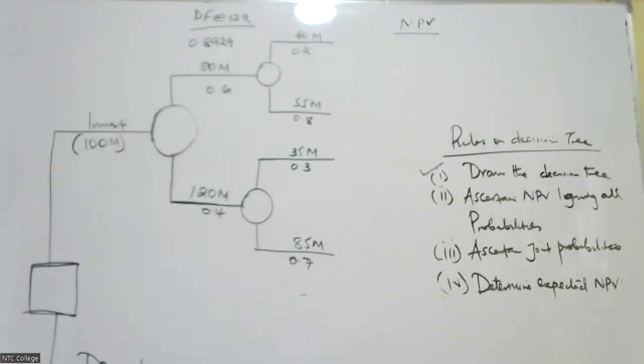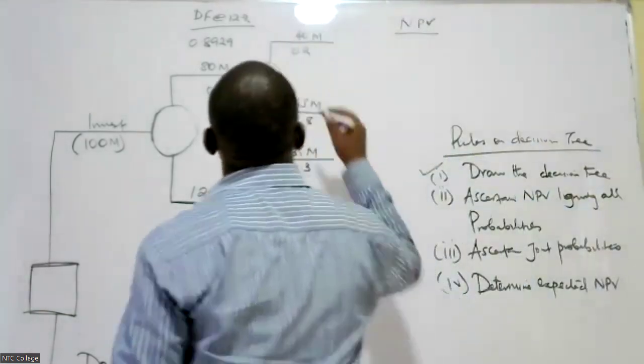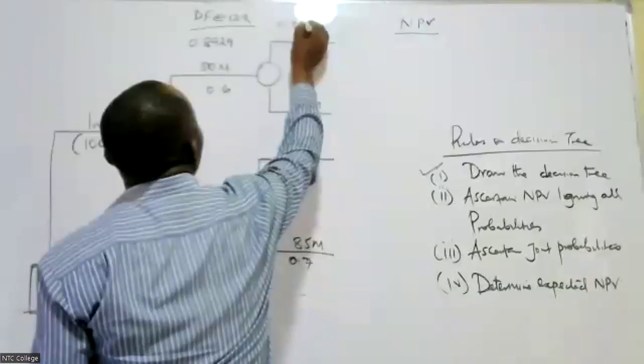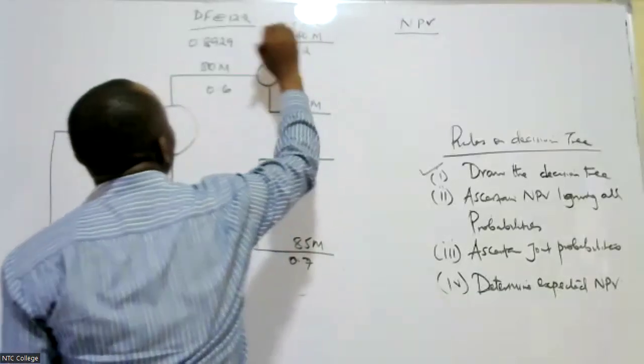Can you confirm if she is correct? No, 0.7972. Is she okay?